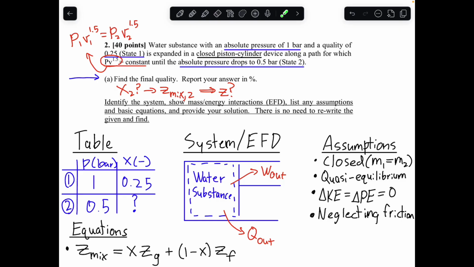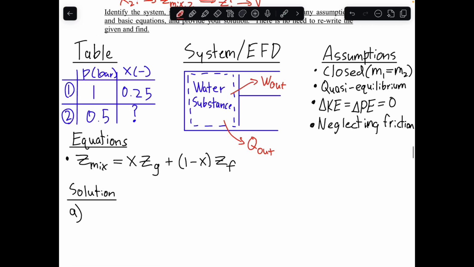And look at our table. We already have the values for P1 and P2. So if we can just find the specific volume at state 1, we can use this equation to find the specific volume at V2. And that is our Z mix 2 value that we can use to find our final quality. So that's going to be our solution. We're going to use specific volume with this equation, and we're also going to utilize our polytropic process relationship. So let's solve.